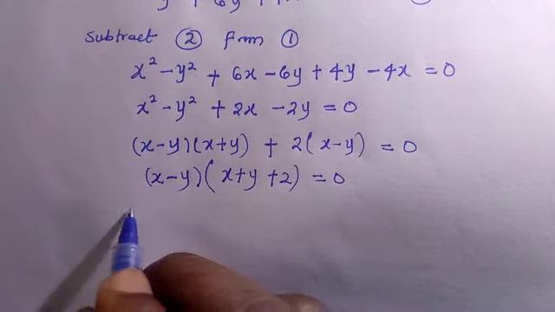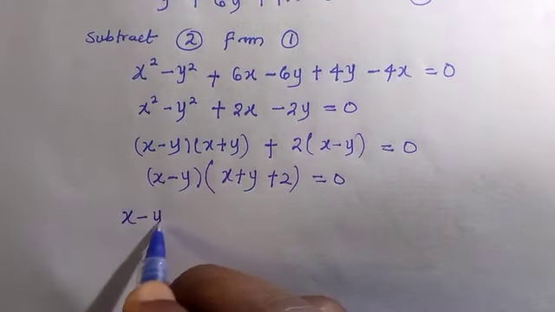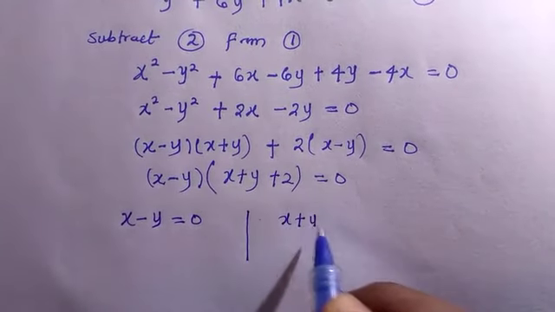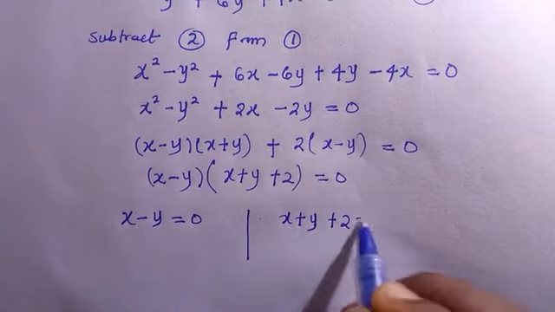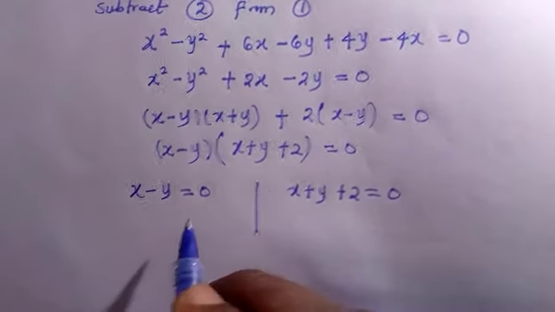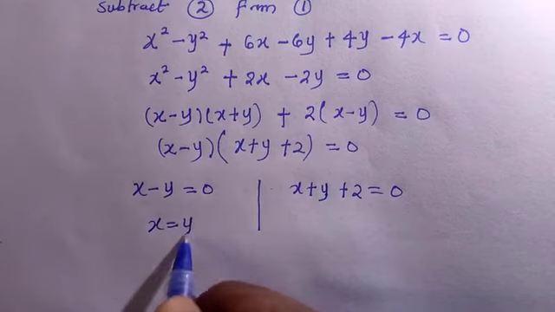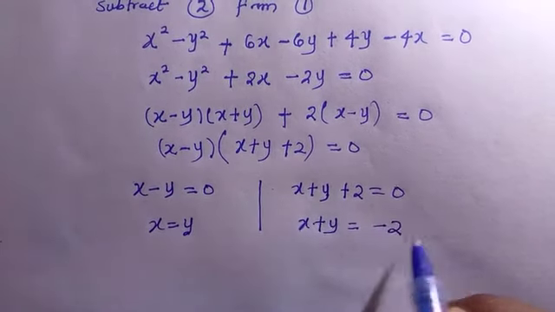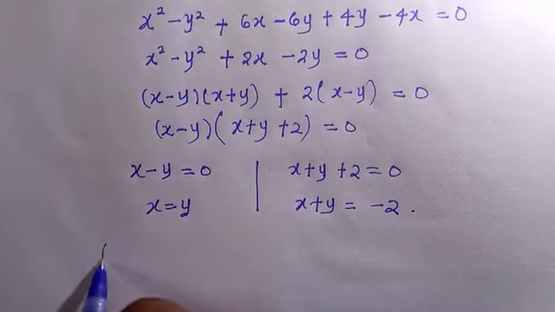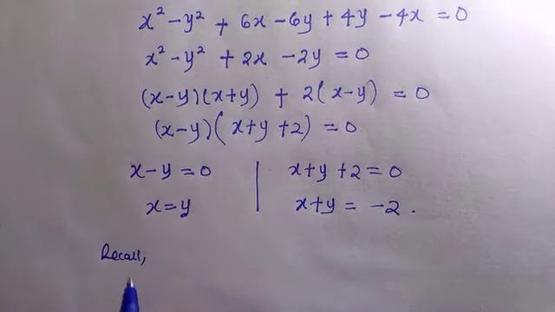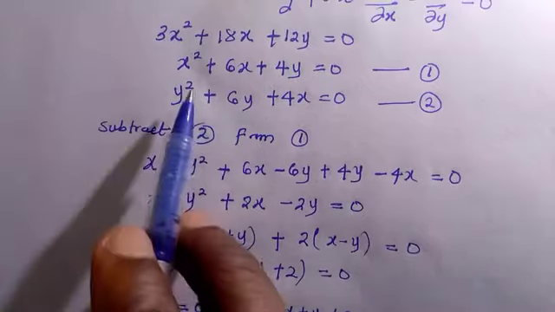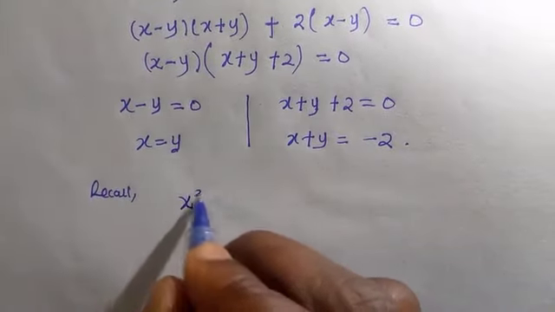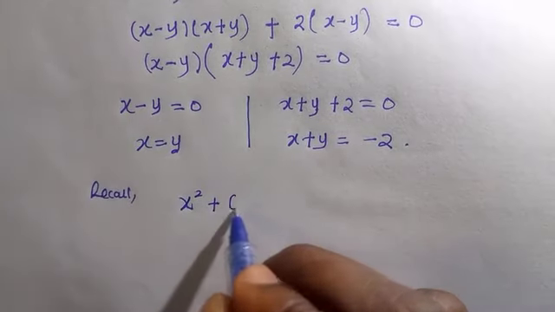Getting this, we can either consider x minus y equals 0, or x plus y plus 2 equals 0. The first one is x equals y, and the second is x plus y equals negative 2. We are going to use these two different equations to get the value of x when we substitute it in any of these equations. But I'm going to consider equation 1 to obtain the real value of x.